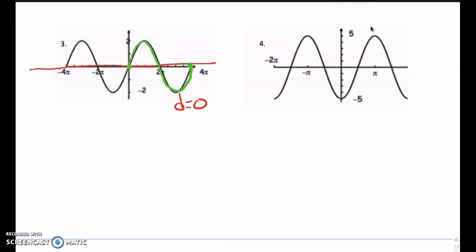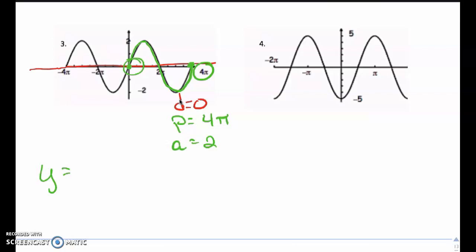Here's our complete wave. We're stopping at 4 pi. So it looks like my period is 4 pi. My amplitude, well, I'm at a distance of 2 above that line and below the line. So my amplitude must be 2. Since I'm starting at 0, 0, I'm thinking it's a sine curve.